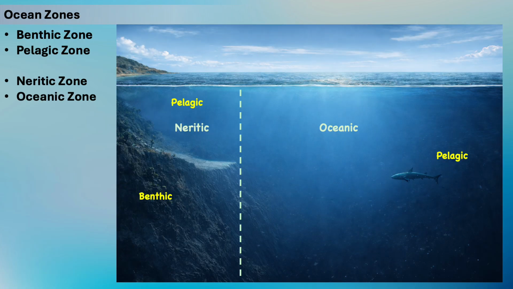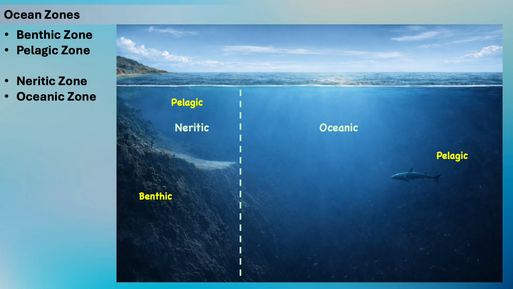Before we finish today, it's useful to introduce four broad terms that describe how we divide the ocean spatially. The first two terms are based on whether we are referring to the seafloor itself or the water above it. The benthic zone refers to the seafloor and everything associated with it, regardless of what the depth is. Whether we are talking about the continental shelf, the abyssal plain, or even a deep sea trench, all of those environments are part of the benthic zone.